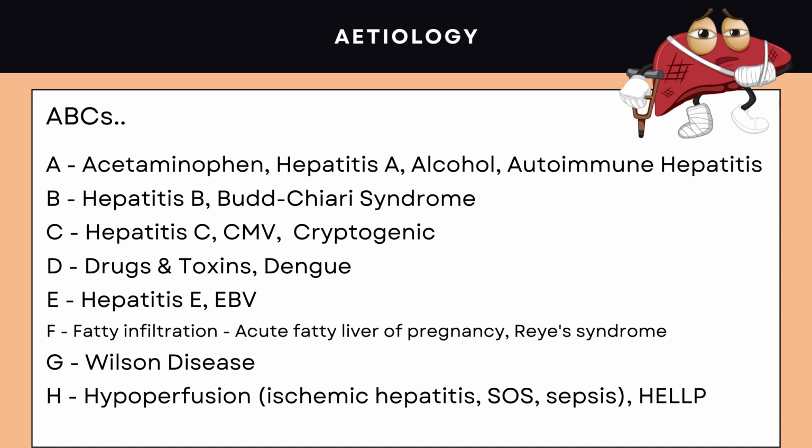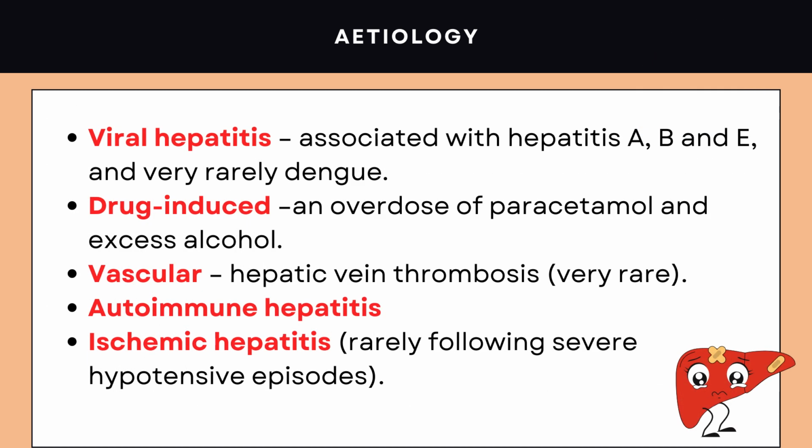From E: hepatitis E, Epstein-Barr virus. From G: Wilson disease. From H: hypoperfusion, ischemic hepatitis, and sepsis, and also importantly, HELLP syndrome. We can categorize this etiology as viral hepatitis, drug-induced hepatitis, vascular causes, autoimmune hepatitis, and ischemic hepatitis.